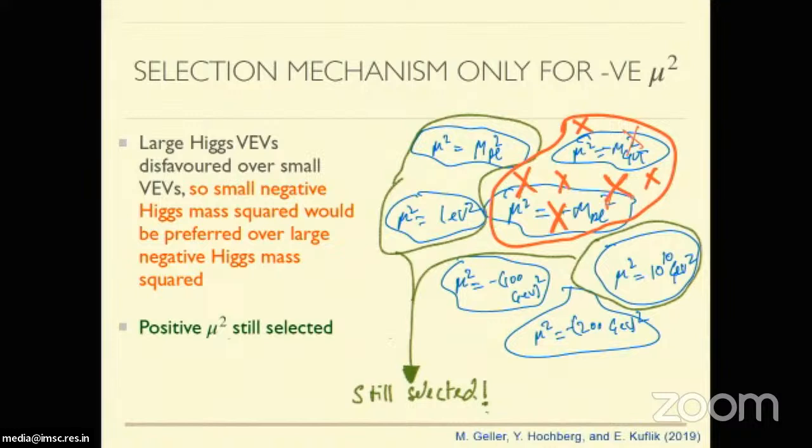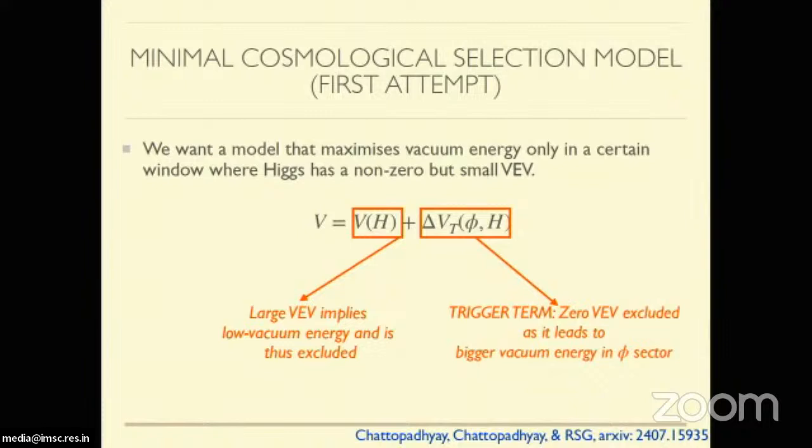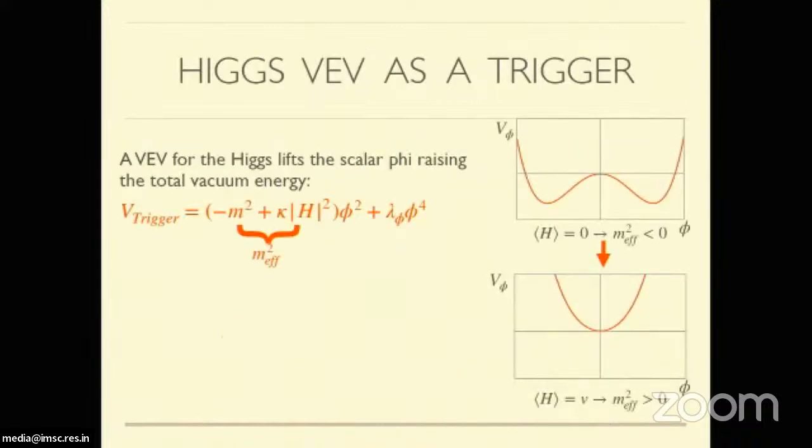Okay. So what we did, motivated by this, is a simple model where V_H, which is the Higgs potential, as I said, large vev implies low vacuum energy, so large negative mu squared values will be excluded. But then we add a scalar phi such that this term, which is sometimes in this literature called the trigger term, the scalar phi potential, will depend on the Higgs vev in such a way that if the Higgs gets a vev, this term will give a negative contribution. So let me show you a simple example. For example, if the Higgs vev is 0, let's say it has a Mexican hat potential.